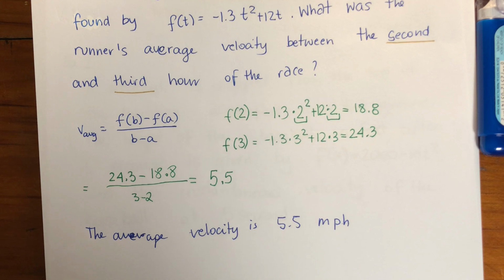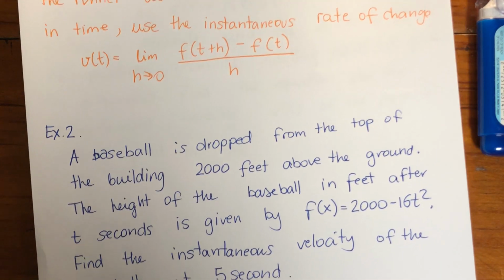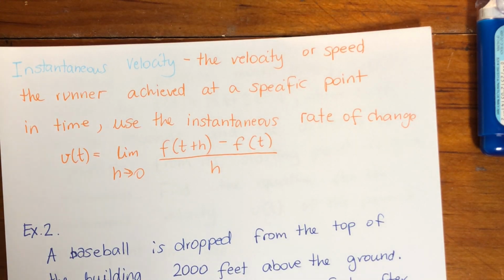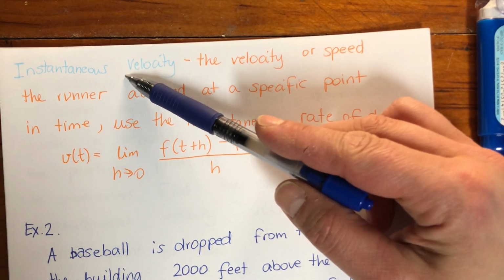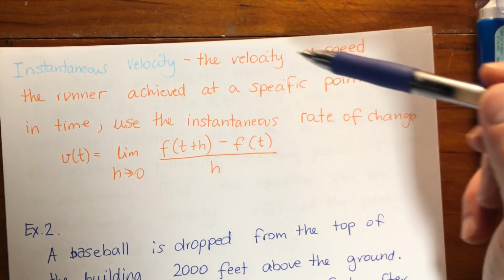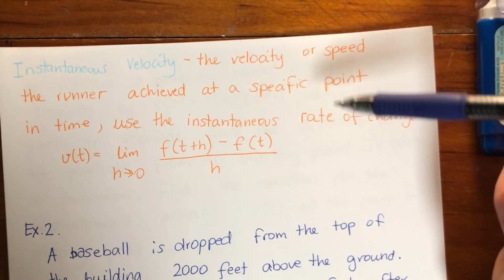You will have one like this for your homework assignment. I will line them up. We'll do 3 together, and then you'll get 3 that will be very similar to the ones that we are doing right now. All right, so let's go to example 2. In order to do example 2, we need to talk a little bit more about different things. Instantaneous velocity is the velocity or speed that the runner achieved at a specific point in time.